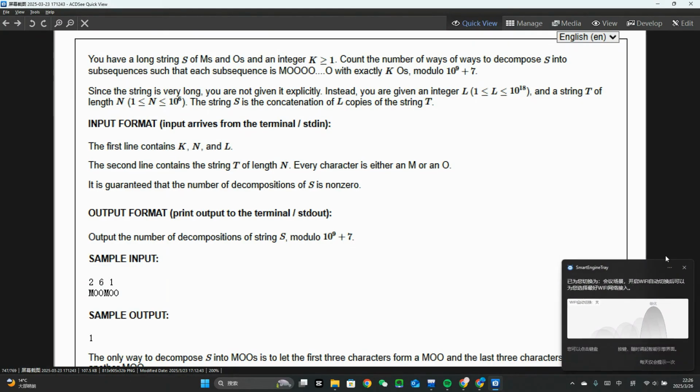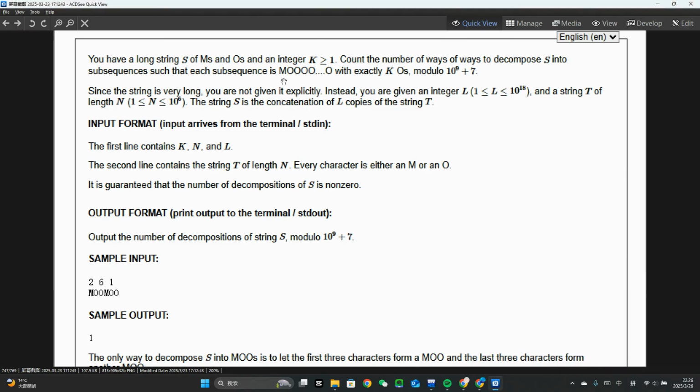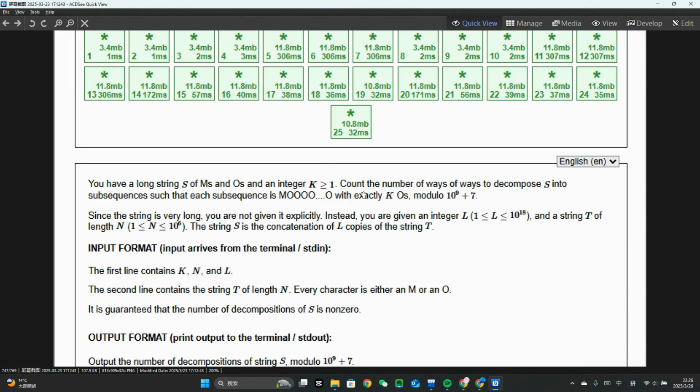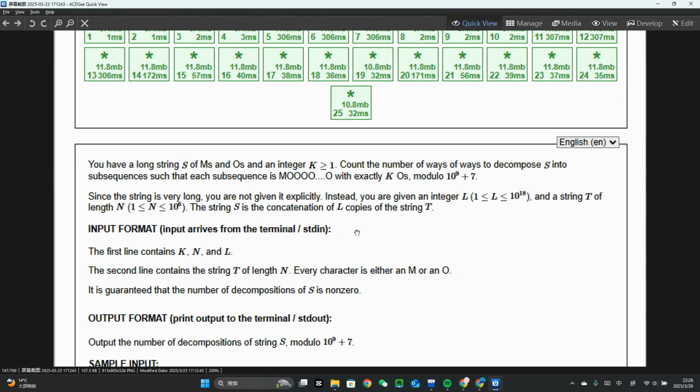It is quite simple. You are given a string consisting of only M and O, and you're trying to split the string into a bunch of mu's, where each mu is an M with K O's behind it. You're trying to determine the number of ways to divide this big sequence of M and O into mu with exactly K O's, with K being given and the length of the string can be very long. So you are given an integer L representing how many copies of the string is given, and you're given the first part of the string.